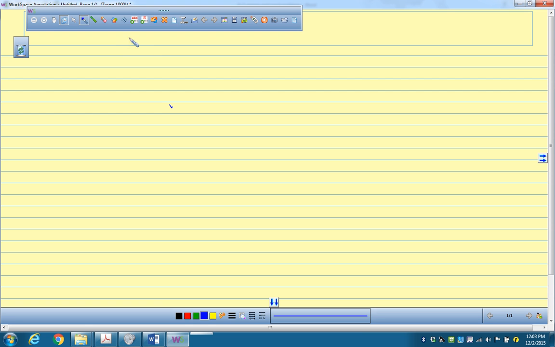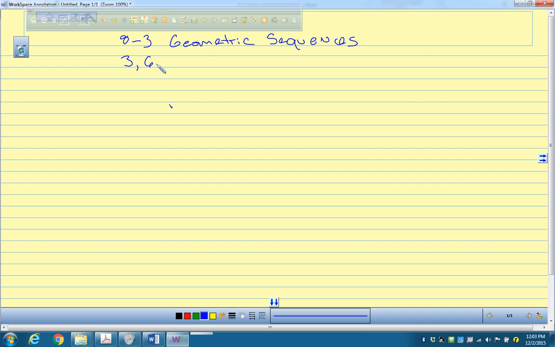So this chapter is called 8-3, I think. Geometric sequences. The first, a geometric sequence, is one that looks like this: 3, 6, 12, 24. What comes next? 48. What am I doing to get the next number in the sequence?